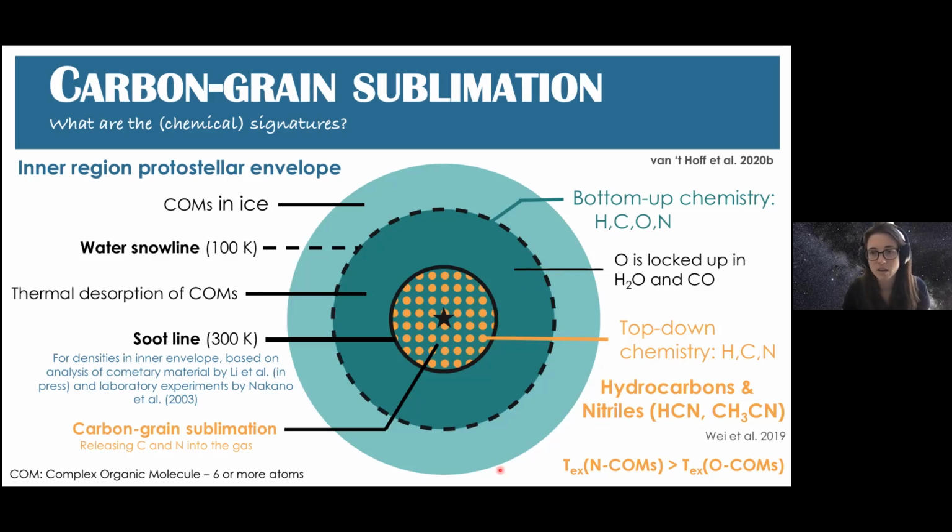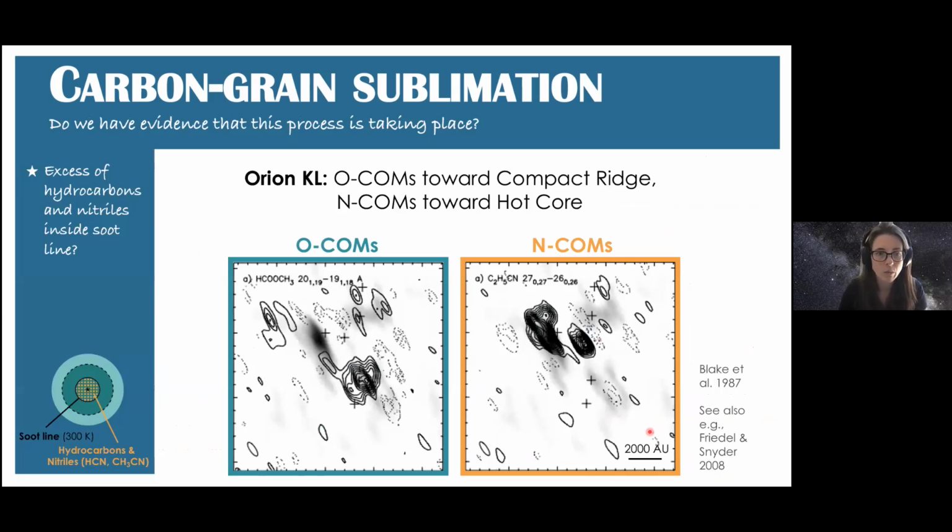So then the question is, since protostars have been studied quite well, do we see any of those two signatures in the current literature? So we definitely see evidence that oxygen-bearing molecules and nitrogen-bearing molecules have different spatial distributions. And I think the most well-known example is Orion KL, where we see most of the oxygen-bearing molecules over here, and what's called the compact ridge, while most of the nitrogen-bearing molecules are peaking here toward the hot core.